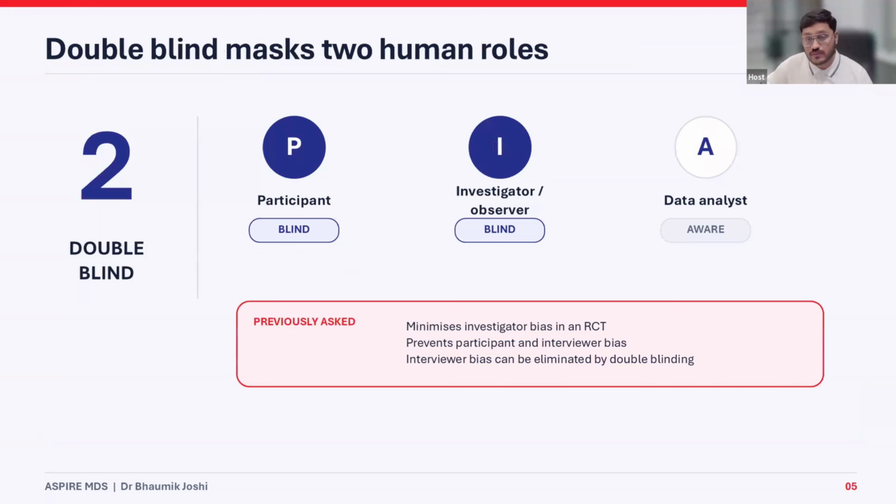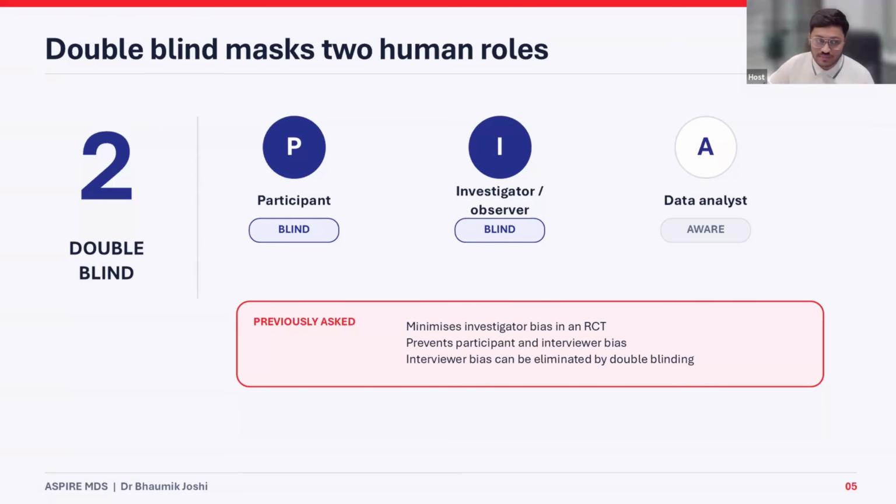Then comes the double blind, where the participant doesn't know, the investigator doesn't know, but the data analyst knows which group was which. So this is known as a double blind study. Previously it has been asked in the exam that double blind trials minimize the investigator bias, because the investigator doesn't know. So it minimizes the investigator bias in randomized control trials. So remember, participant, investigator, and data analyst are the three possibilities who can be blinded.